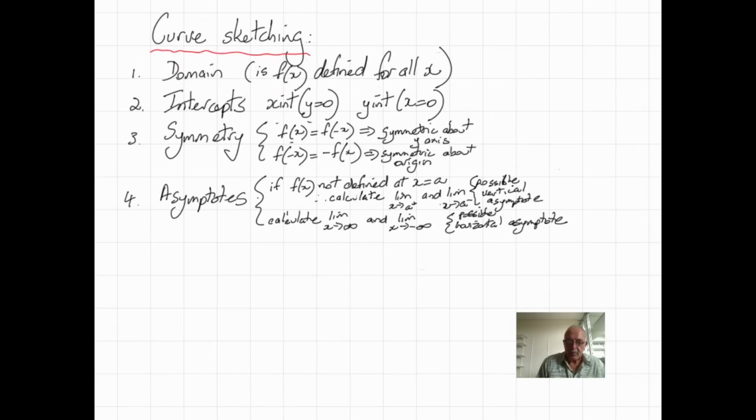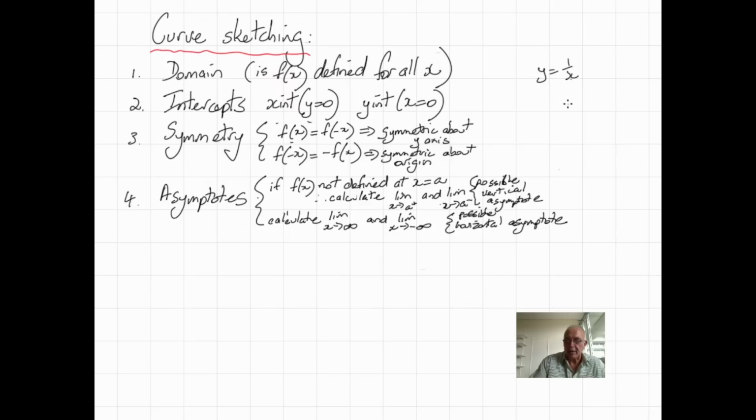The fourth step is to determine if there are any asymptotes. Not all graphs have asymptotes. If you've found up here that the graph is undefined for some x value, you should test for a possible vertical asymptote at that point. For instance, if you have y equals 1 on x, then the graph is not defined when x equals 0. So when you've got a fraction for the function, any value that makes the denominator equal 0 is a good possibility for a vertical asymptote. So if f of x is not defined at x equals a, calculate the limit as x approaches a from the positive side. So here you do x approaches 0 from the positive side.